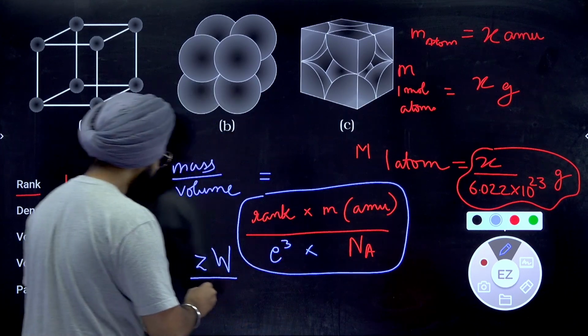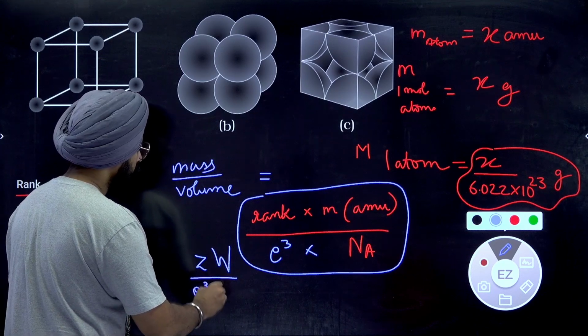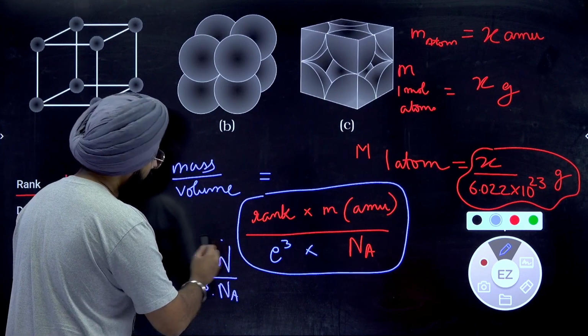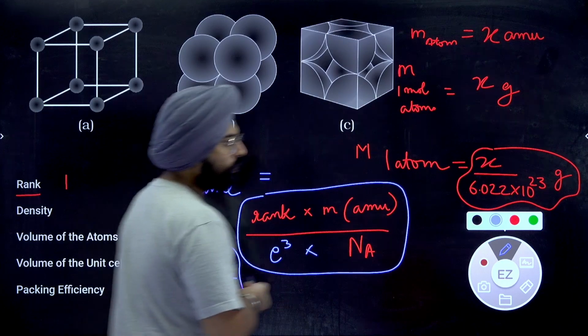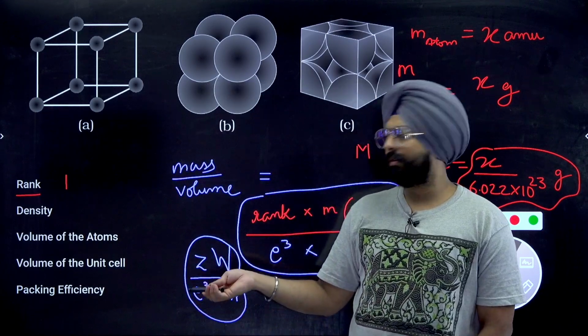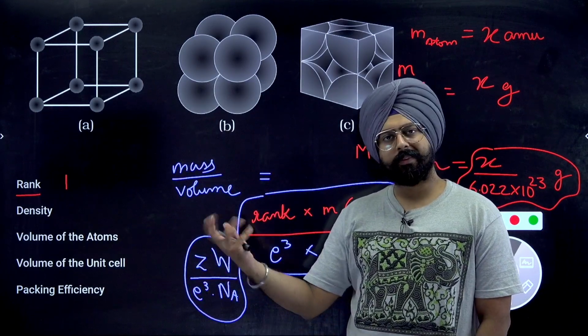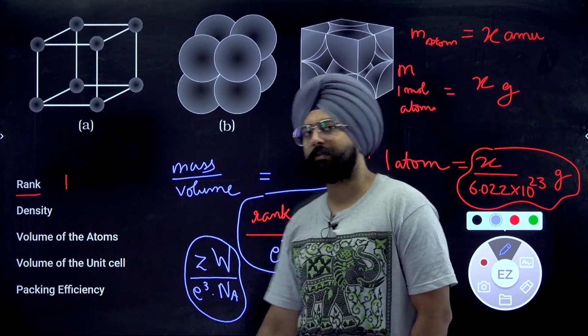Edge length is edge length. So E cube into NA. Now the problem with this formula is that it looks very cryptic. It looks very complicated, for the lack of better words.